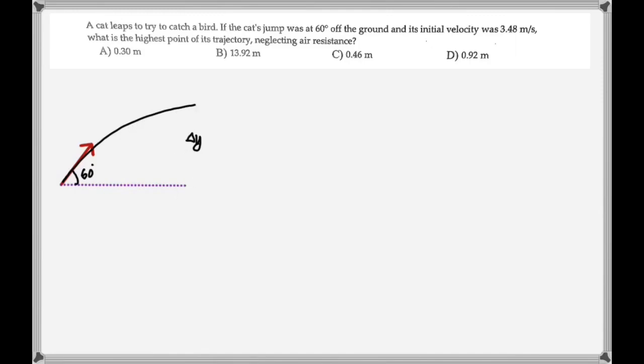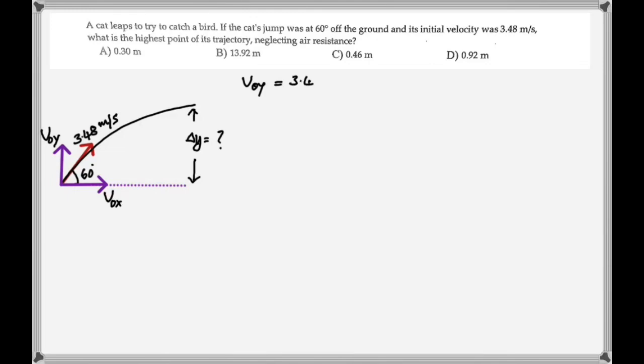So delta y is the highest displacement, or the biggest displacement, delta y. And we're given this velocity as 3.48 meters per second. So you break it into its components. You're going to get the horizontal as V0 cosine theta. Vx is V0 cosine theta, and Vy is V0 sine theta.